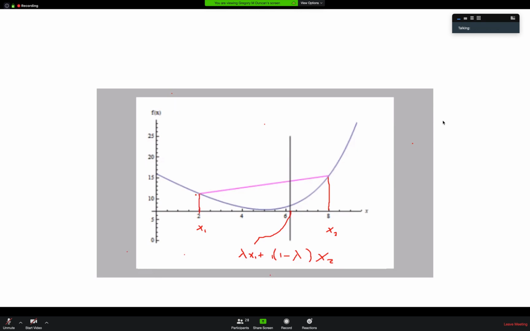Now, here is f of x1. Here is f of x2. And here, this is lambda f of x1 plus 1 minus lambda f of x2.